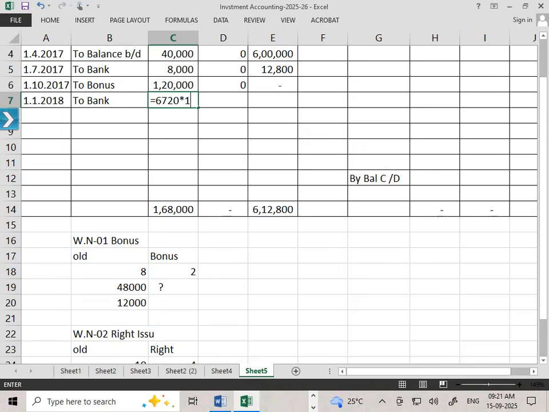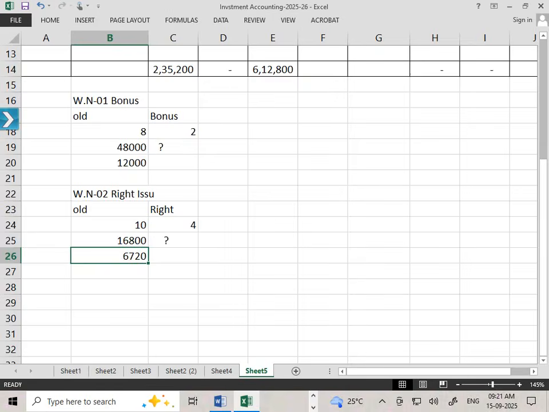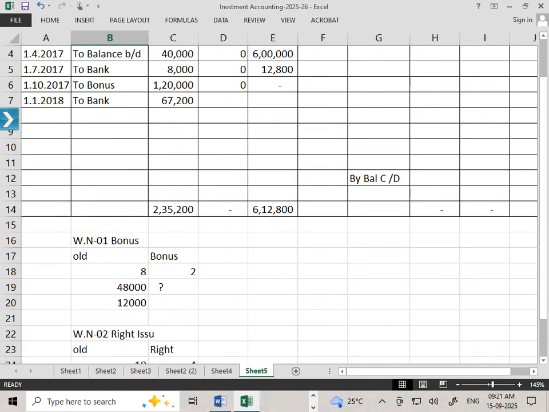6720 multiplied by 10. No, you are going to pay. राइट के लिए भी पैसा देना पड़ेगा. बैंक आएगा टू बैंक, नॉट राइट. बैंक. Dividend 0.